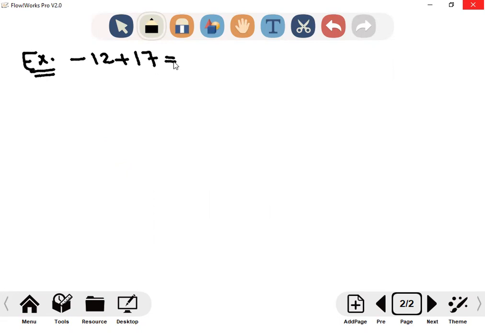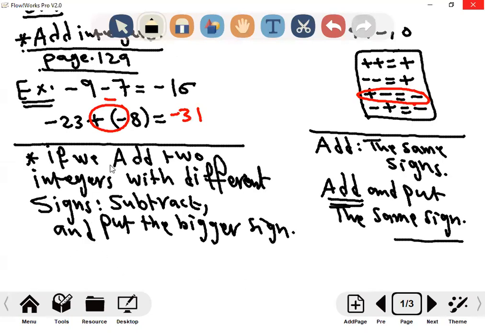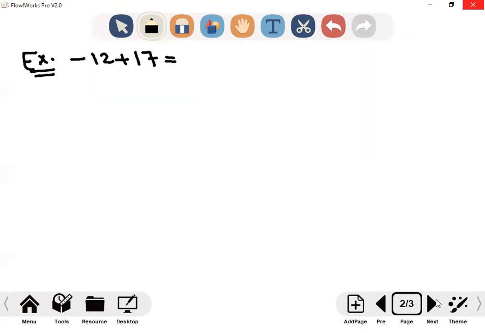First thing, do we have two signs followed by each other? No. Second thing, I will ask myself, what is the sign of the 12? Negative. What is the sign of the 17? Same sign or different signs? In the same signs, we said we add. But in the different signs today, what we said, we subtract this one and put what? The bigger sign. Let's apply it here.